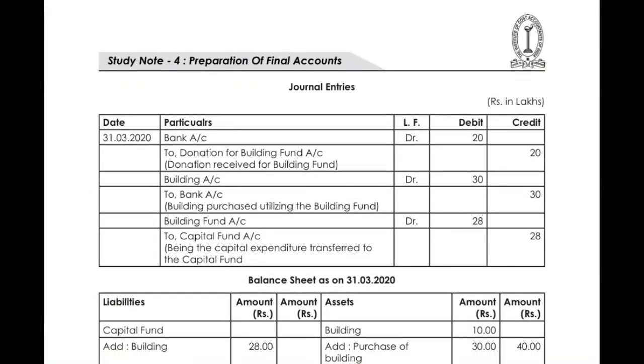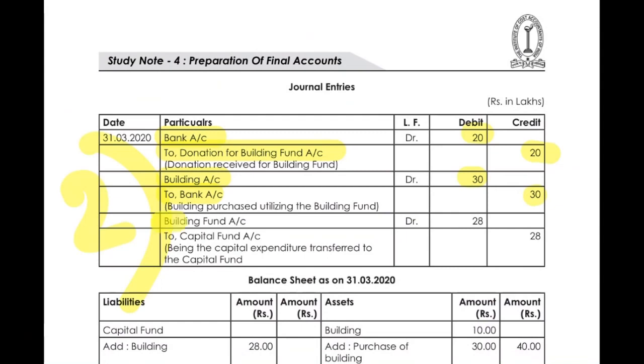This is the second scenario. Here you can see the bank account has been debited with 20 lakhs. Donation for buildings is again 20. But the building is purchased for 30 lakhs. Bank account will be credited with 30 lakhs.